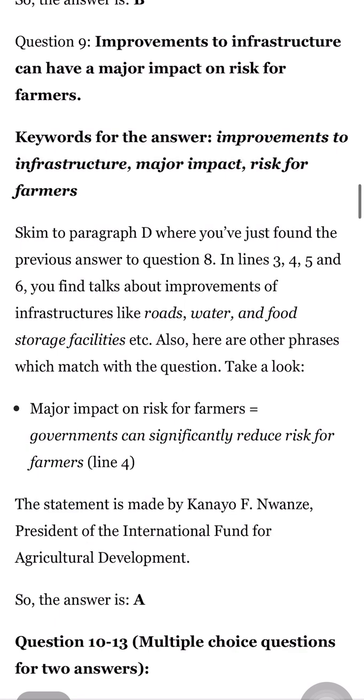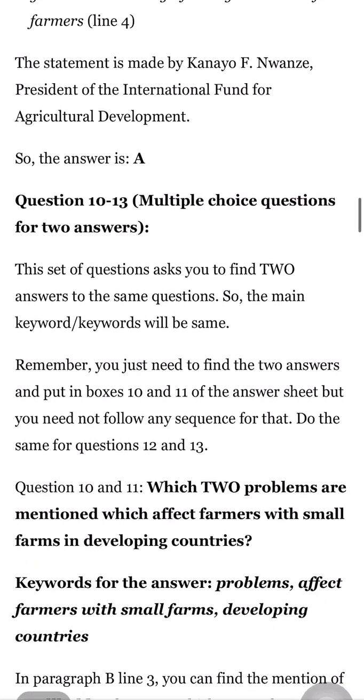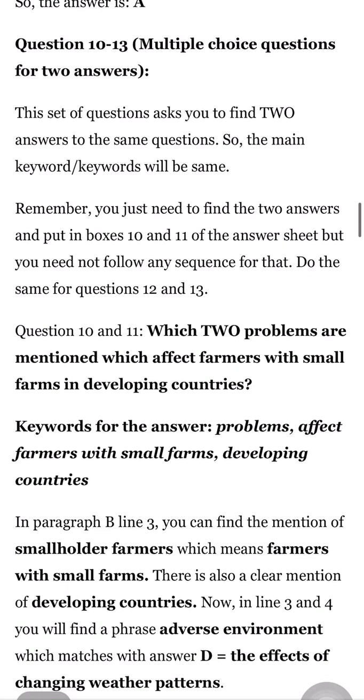Question 10 to 13 are multiple choice questions for 2 answers. This set of questions asks you to find 2 answers to the same question, so the main keyword or keywords will be the same. Remember, you just need to find the 2 answers and put them in boxes 10 and 11 of the answer sheet, but you need not follow any sequence for that. Do the same for questions 12 and 13. Question 10 and 11.